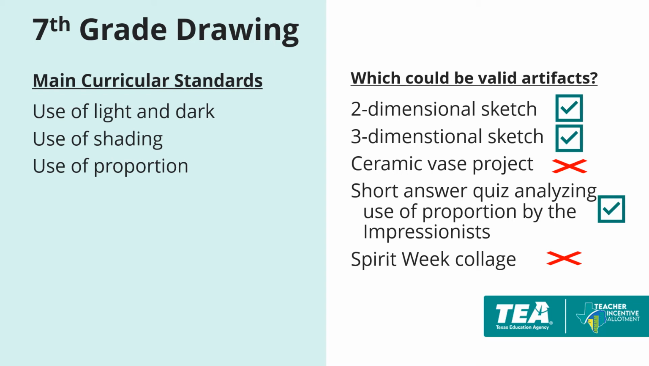So when you think of their use of light and dark, shading and proportion, the spiral week collage is probably not the most valid artifact, whereas with a 2-dimensional sketch or 3-dimensional sketch, you can see the different levels of how that student is able to use light and dark, shading, and proportion.